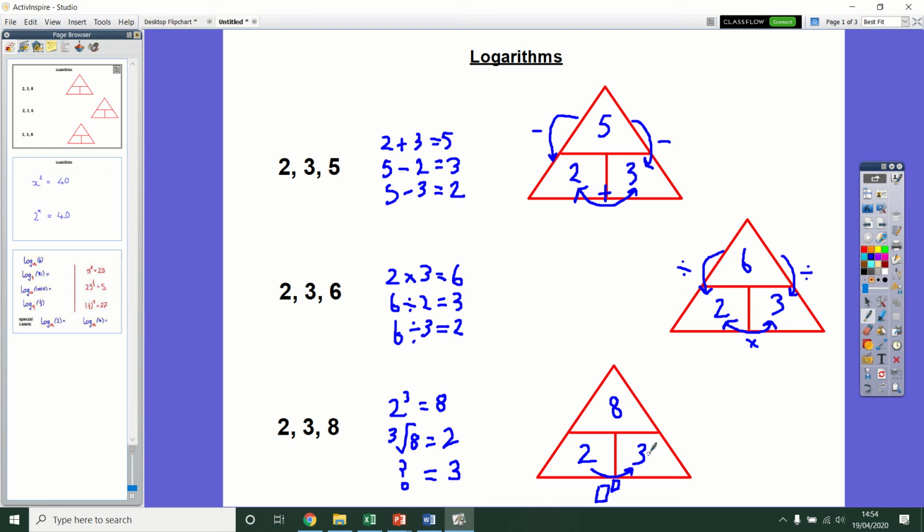Okay. On this side, I can combine the 3 and the 8 using a root. That's one of the inverse operations. And I'm going to put the arrow this way this time because I think the way we write a root sum, the 3 comes first, then the 8. So I'm going to do this as a root.